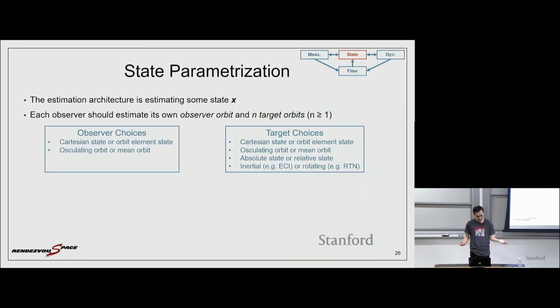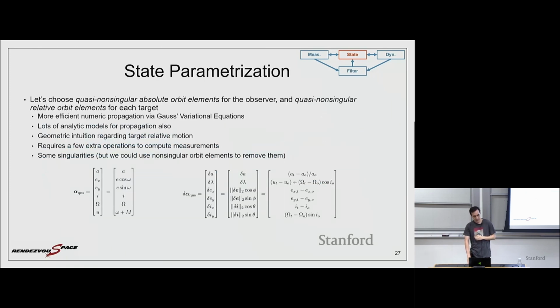So first we have the state parameterization. We say that for Star Fox, each observer is estimating its own absolute state and the state of n targets. And there are plenty of choices you can make here: Cartesian or orbit element states, osculating or mean orbits. The targets especially are interesting because you can estimate the absolute or the relative state of a target. You can also estimate it in an inertial frame, or you can try estimating it in a rotating frame. For the choice of Star Fox, we use quasi-non-singular absolute orbit elements for the observer and quasi-non-singular relative orbit elements for the target.